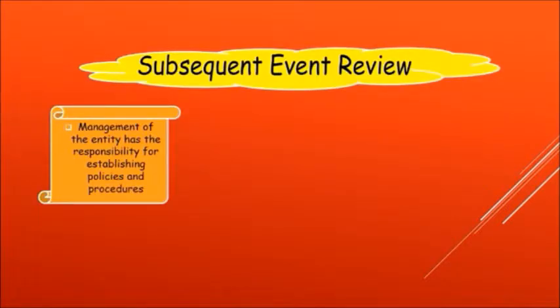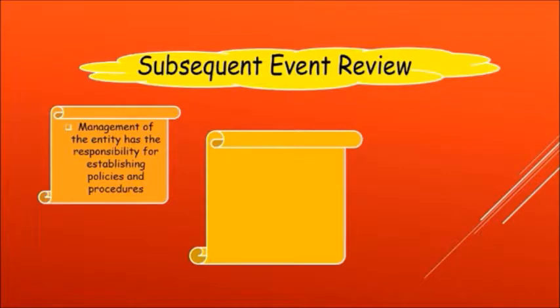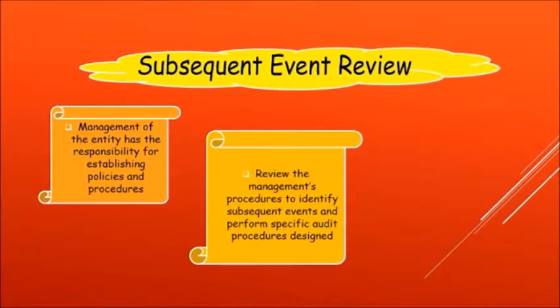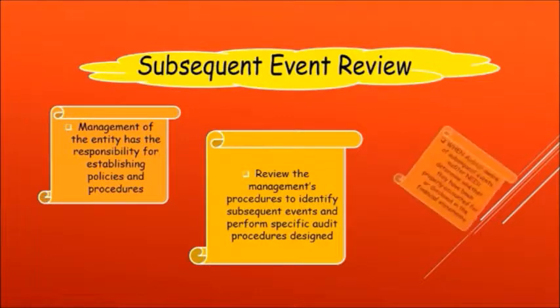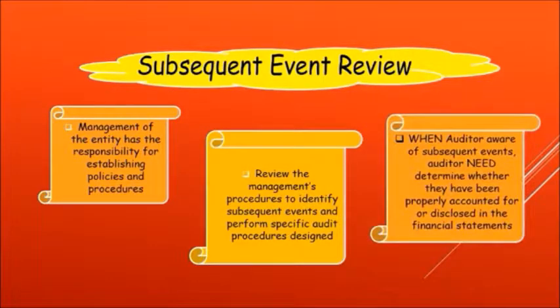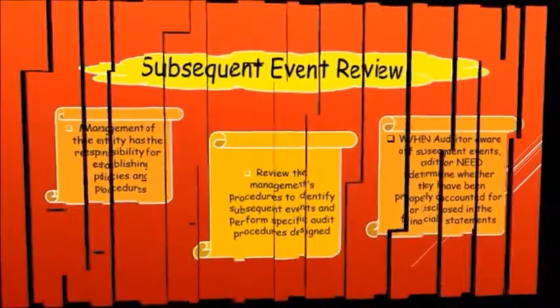Under subsequent events, management of the entity has the responsibility for establishing policies and procedures to identify and account for subsequent events. The auditor should review management's procedures to identify subsequent events and perform specific audit procedures designed to identify them. When the auditor becomes aware of subsequent events which are material to the financial statements, the auditor should determine whether they have been properly accounted for or disclosed in the financial statements.